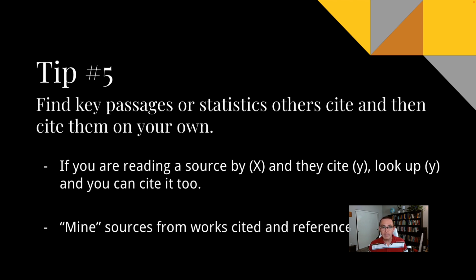So find passages, statistics, really anything else that a source references from another source, track down the original source, and you can cite the same information that they're doing as well. As I said, keep an eye out for future videos where I talk about some strategies that you can use with digital tools like Google Scholar or our very own Broom Library website to make this process work a little bit more efficiently.